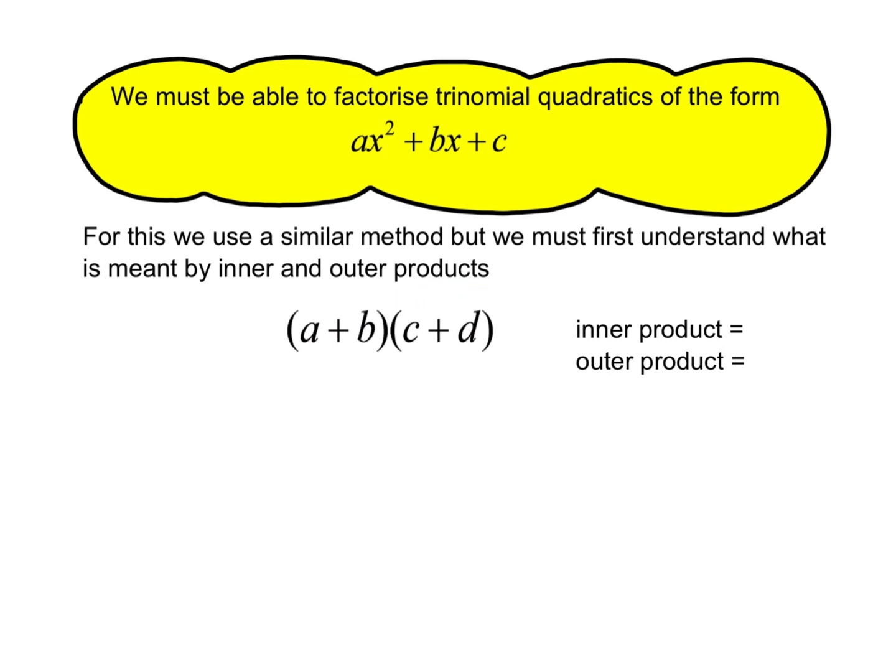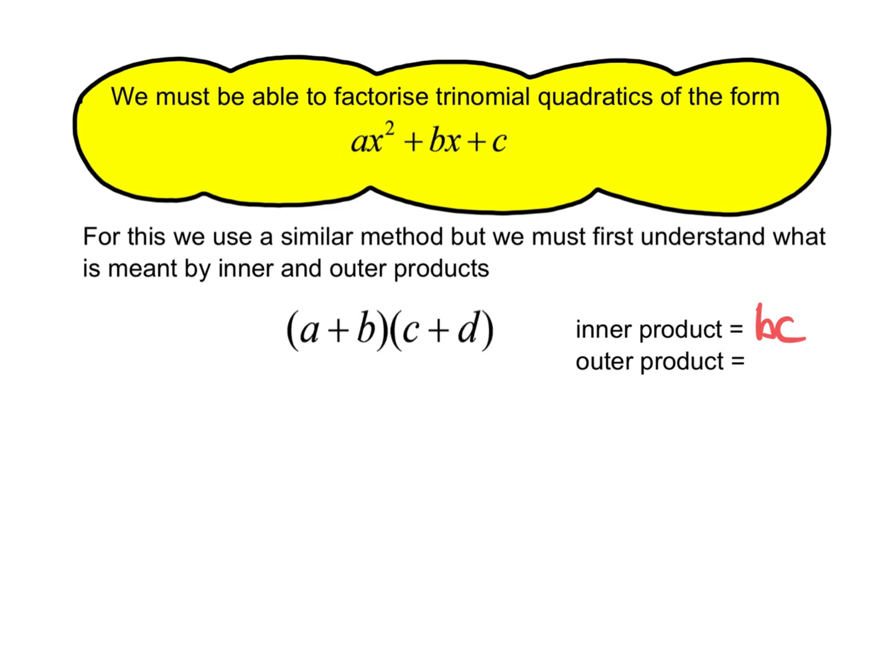Now, they are exactly as you would expect. Product, remember, means when we multiply two things. So the product of 5 and 4 is 20, the product of 3 and 9 is 27, and so on. Okay, so my inner product is when I've got two brackets like this multiplying each other. My inner product are the two terms on the inside. It's what they multiply to give. So in this case, the inner product would be B times C. So my inner product in this case is going to be BC.